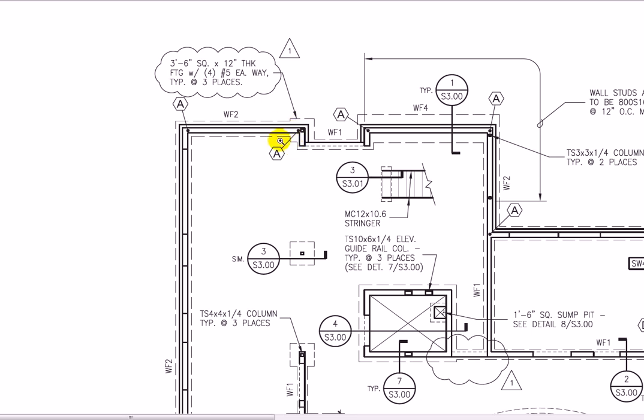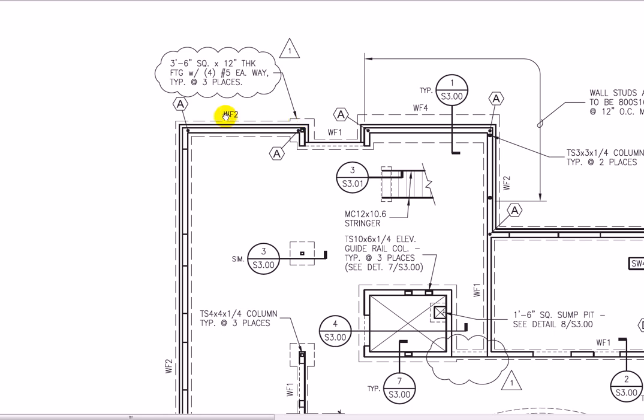You can see we have a square here, 3'6" square by 12" thick footing with 4 number 5 rebars each way, typical of 3 places. Okay, so the engineer is getting a little lazy here. He pointed to one and says there's 3 of them. So I gotta go look somewhere else in the drawing. Looks like there's one and maybe that's the other one. Okay, so I'm assuming that those are made up the same way.